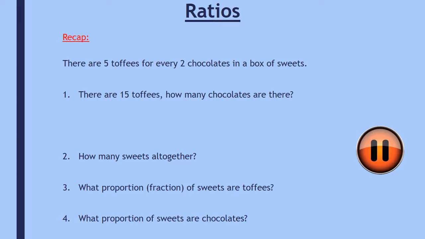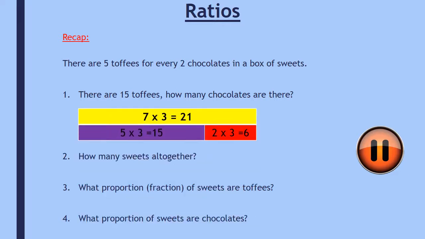There are 5 toffees for every 2 chocolates in a box of sweets. Now, there are 15 toffees, so how many chocolates must there be? Well, if we look at the ratio from 5 toffees to 15 toffees, we've multiplied it by 3. So we must do the same with the other number, which is 2. 2 times 3 gives us 6. So the new ratio is 15 to 6, meaning that there are 6 chocolates in the box. Now to find out how many there are altogether, we need to add those two numbers together. So 15 plus 6 gives us 21.